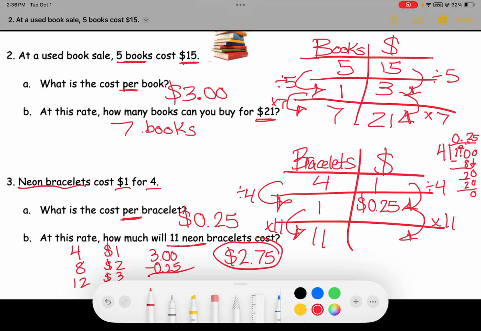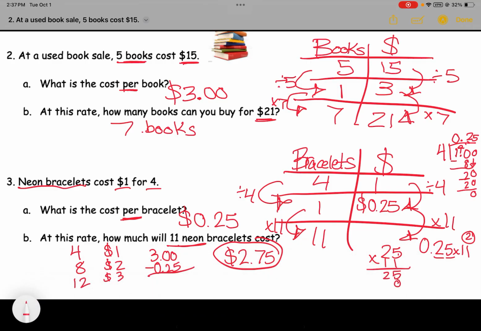I'll show you the multiplying by 11 way. So if I have 0.25 times 11, there's 2 numbers after the decimal. So we're just going to erase the decimal and multiply. 1 times 5 is 5. 1 times 2 is 2. Add a 0. 1 times 5 is 5. 1 times 2 is 2. Then add them up. And then we place our decimal, 1, 2. So it would be $2.75.